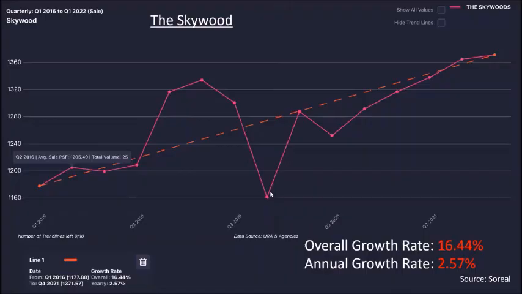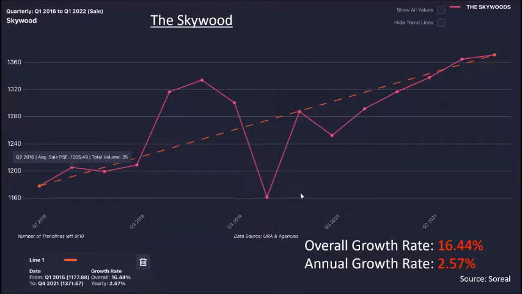Now, this is data I pulled out from SRX. Skywood, over 5 years. What I'm doing here is pulling out data from a 5 to 6 year period, by quarters. Over the last 5 to 6 years, Skywood has grown by 16.44%, and the annual growth rate was 2.57%.